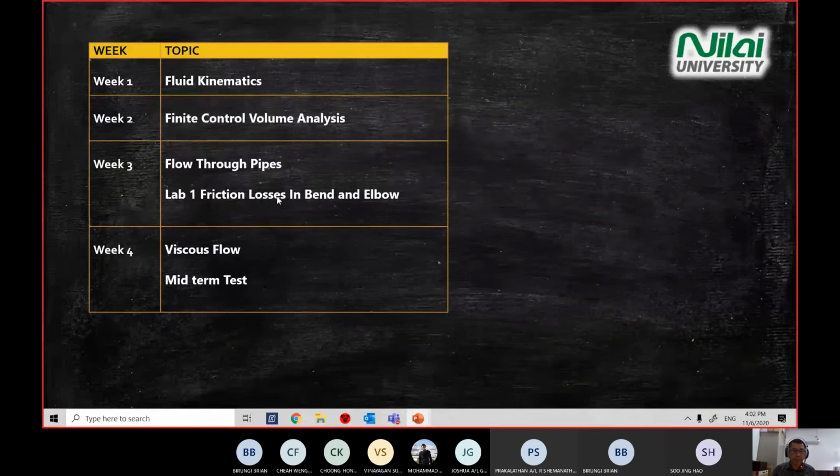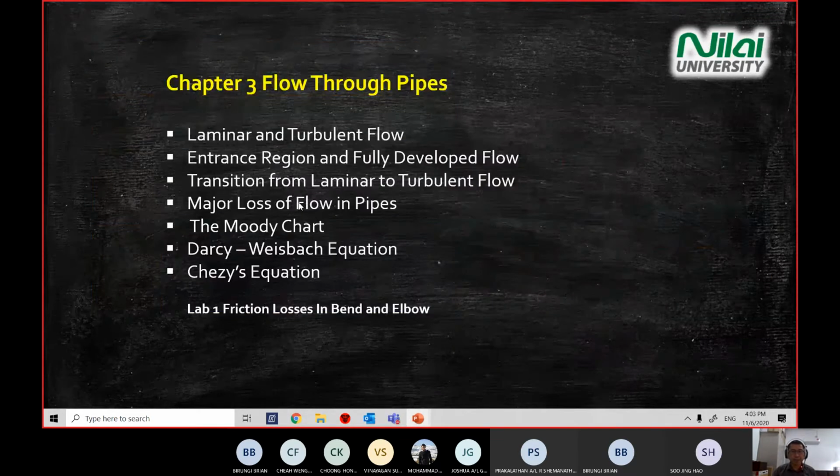We have completed chapter 2. We have completed finite control element analysis already. We go for chapter 3, flow through pipes. We will look at what happens inside a pipe. So we see whether we can complete all these major points by 6:30.